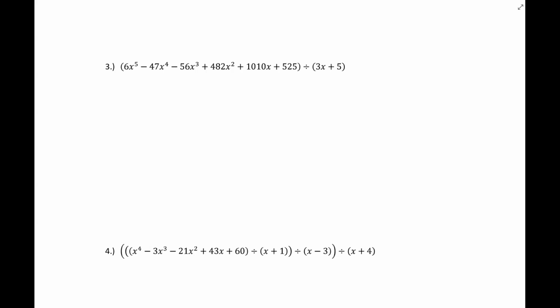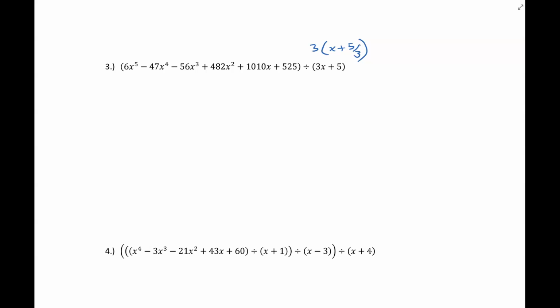So here's the trick. To do synthetic division, we said that the polynomial divisor has to be degree 1 and have a leading coefficient of 1. 3x plus 5 is degree 1, but its leading coefficient isn't 1. Let's make its leading coefficient 1. How can we do that? I'm just going to factor off a greatest common factor of 3. So I can rewrite that as 3 times x plus 5 thirds.